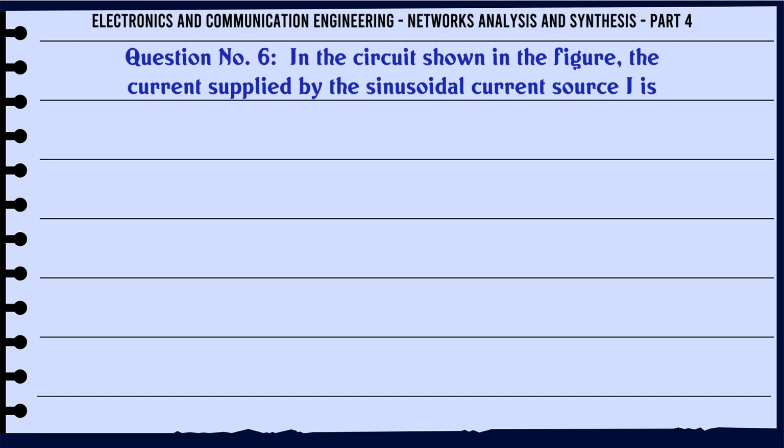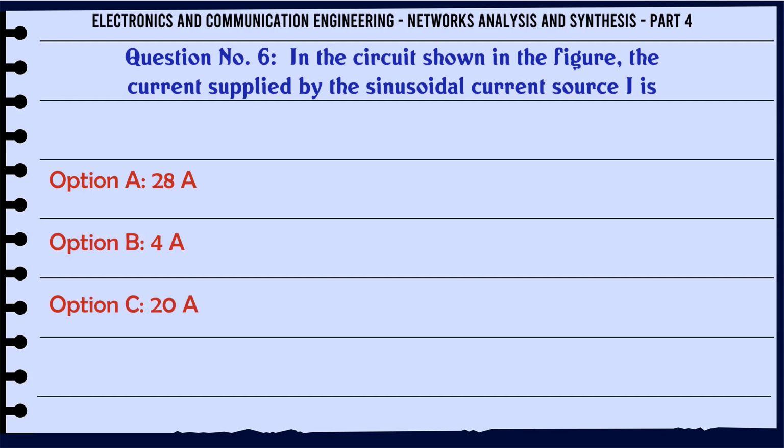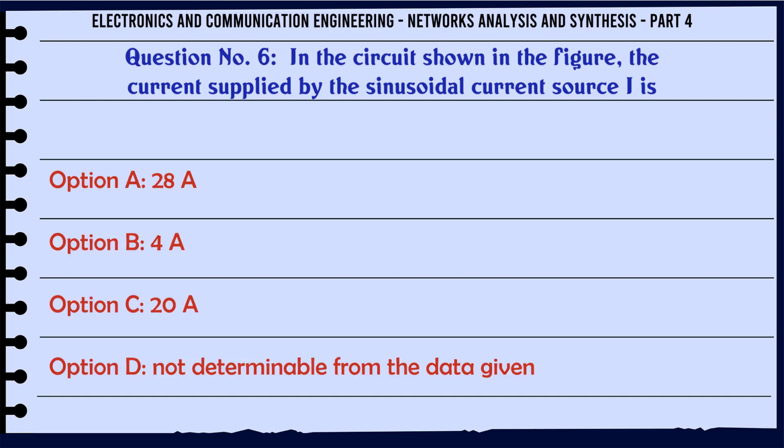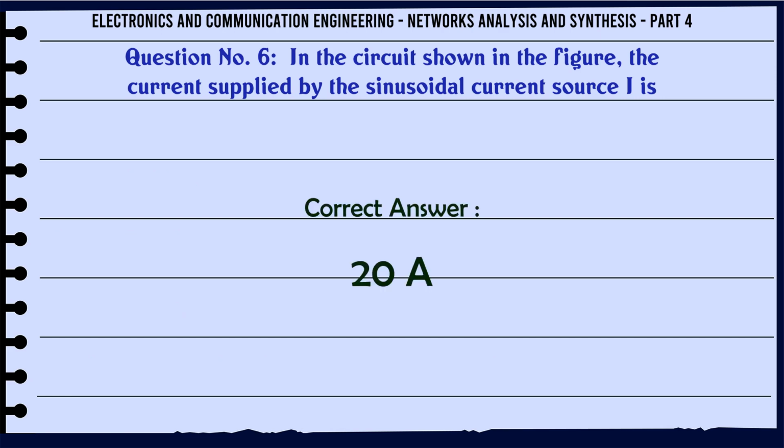In the circuit shown in the figure, the current supplied by the sinusoidal current source I is A: 28 A, B: 4 A, C: 20 A, D: not determinable from the data given. The correct answer is 20 A.